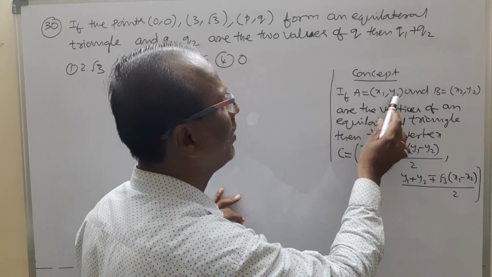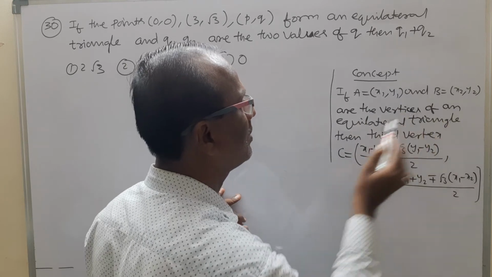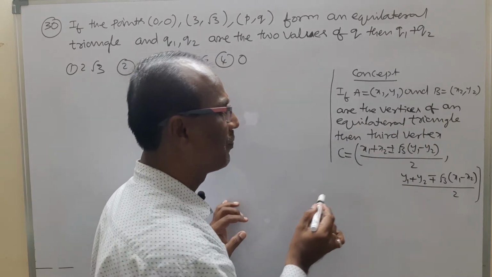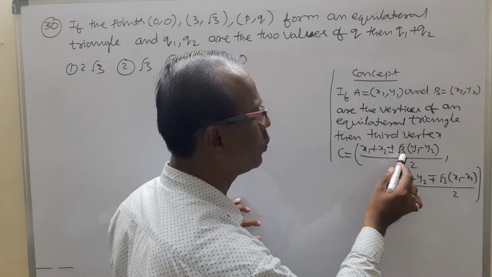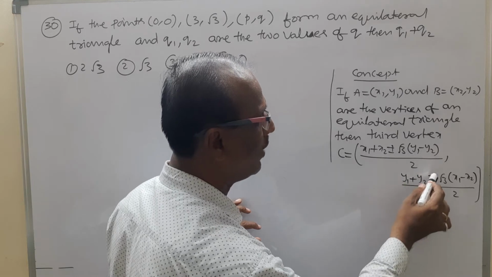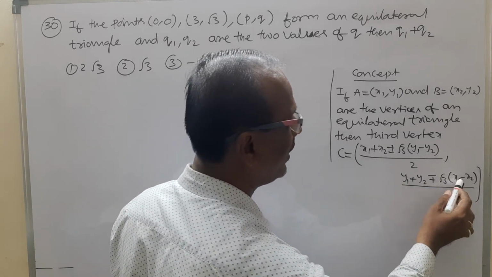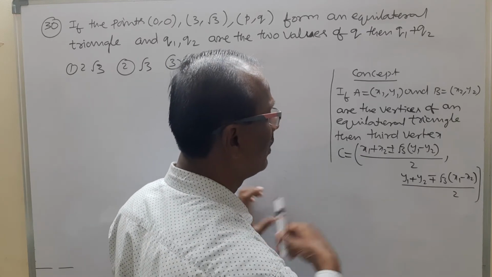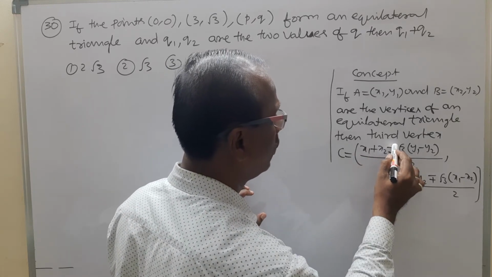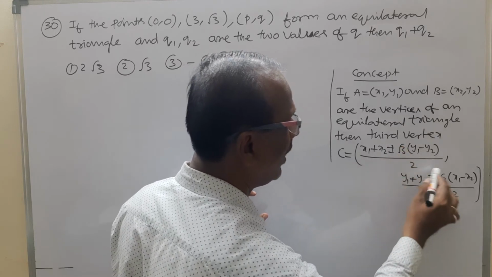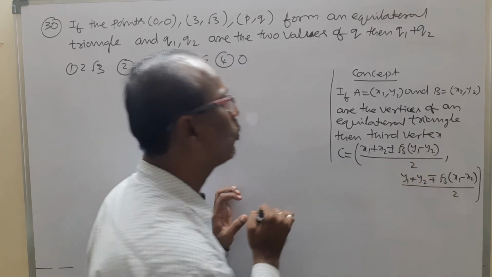If A (x1, y1) and B (x2, y2) are two vertices of an equilateral triangle, then the third vertex is: ((x1 + x2) plus or minus root 3 (y1 minus y2))/2, comma, ((y1 + y2) minus or plus root 3 (x1 minus x2))/2. Here observe that in the third vertex there are two x coordinates, and in the y coordinate also two y coordinates.